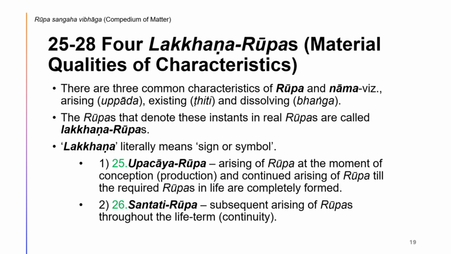The rupas that denote this instant in real rupas are called lakkhana rupas. Lakkhana means sign or symbol. So which are they? Upachaya rupa, arising rupa at the moment of conception, and continued arising rupa till the required rupas in life are completely formed. From the first sign of birth, the baby will carry on developing continuously until a life form is completely formed.